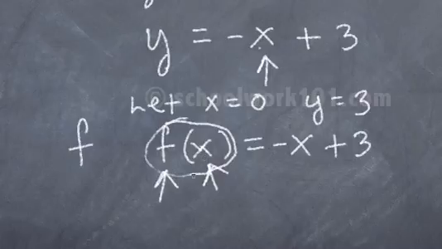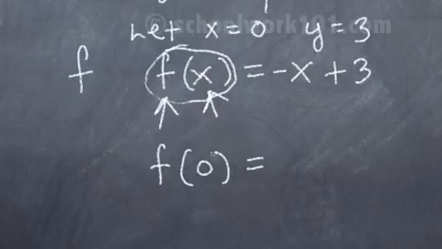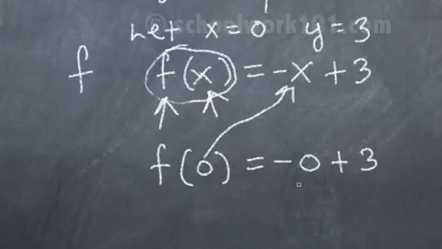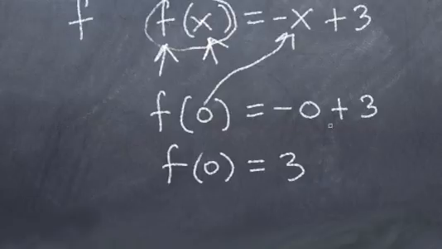Now this type of notation is extremely useful, especially if we're going to evaluate this function. If I said f of 0, then that means you're going to take 0, which is going to be plugged into our independent variable here. So we're going to plug 0 in for x. Therefore, f of 0 is equal to 3.